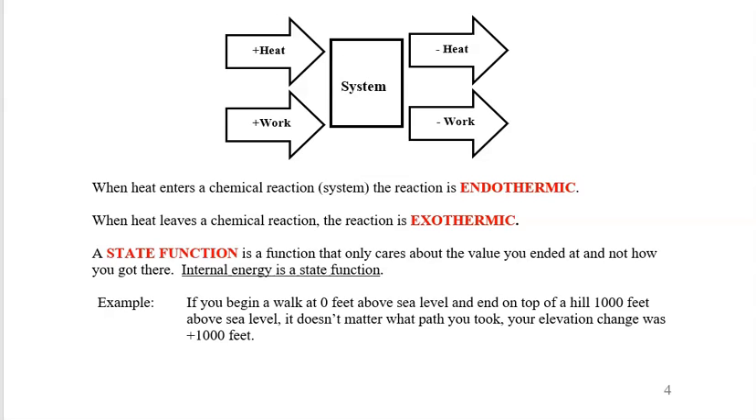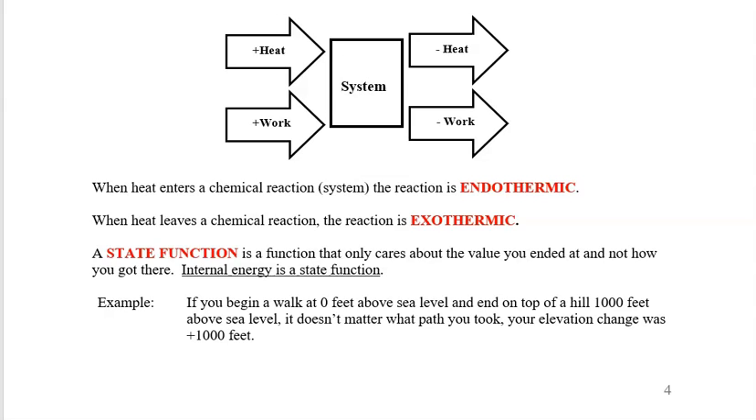When heat enters a chemical reaction system, the reaction is endothermic. Just think of the word meaning endothermic. It's going in. When heat leaves a chemical reaction, the reaction is exothermic. Just think of an exit sign above a door. It means you're going out.